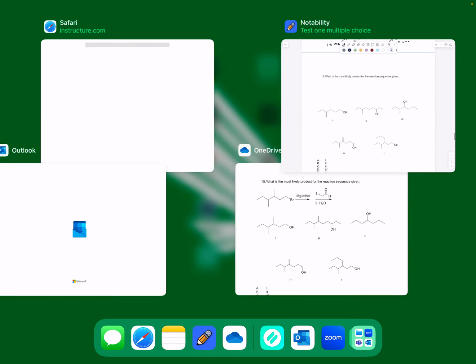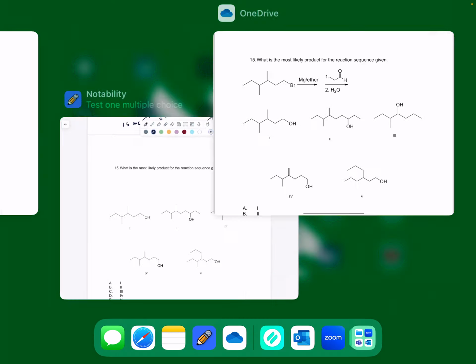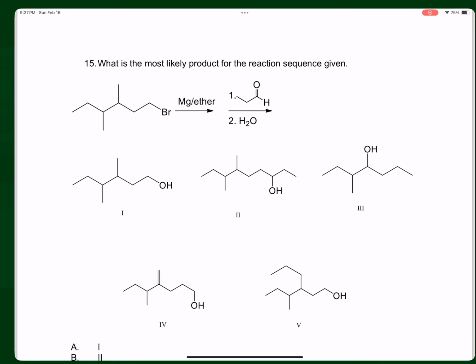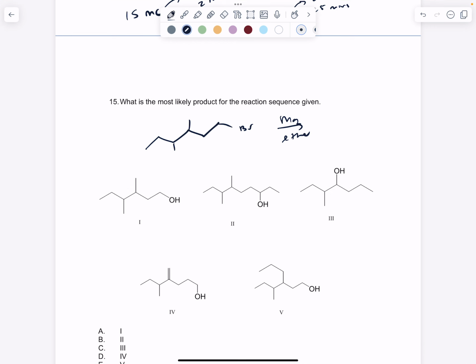Okay, how many carbons are in that structure? 1, 2, 3, 4, 5, 6. 1, 2, 3, 4, 5. 1, 2, 3, 4, 5, 6. And then Br, and then there's, I think, one here and here. Okay. Then Mg and ether. Then aldehyde and water.